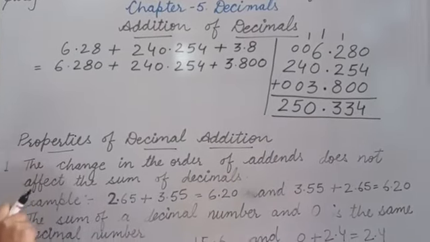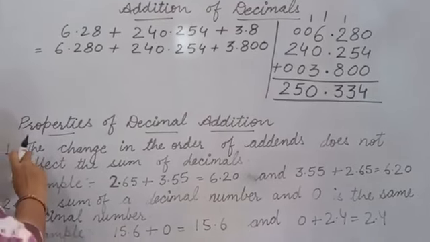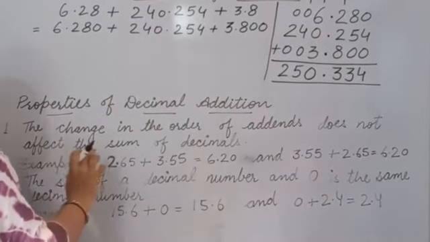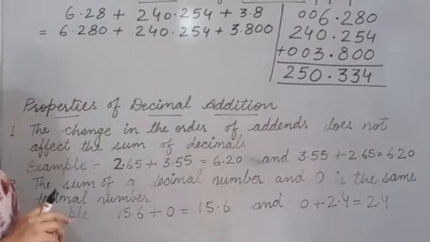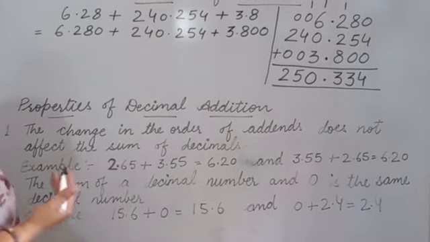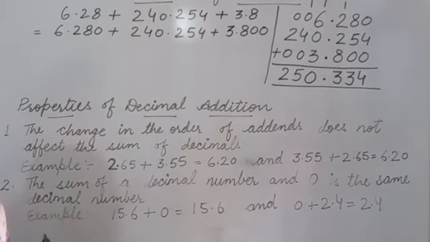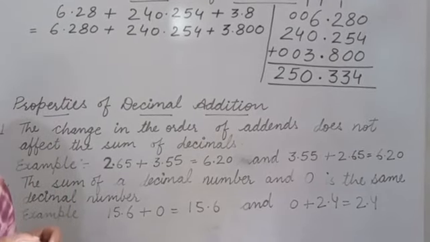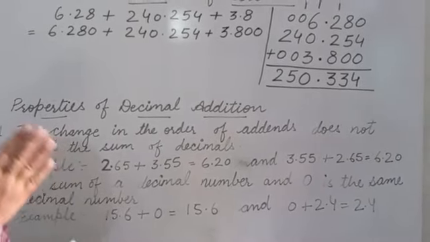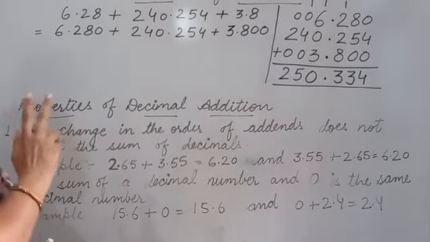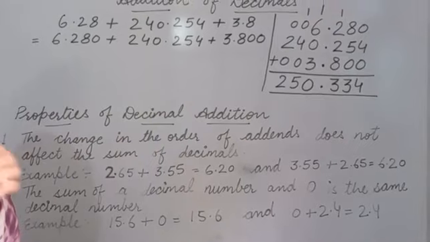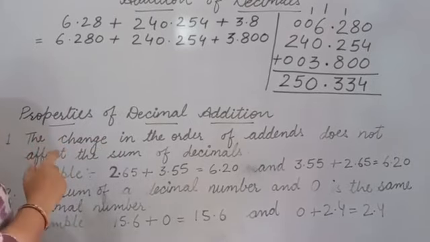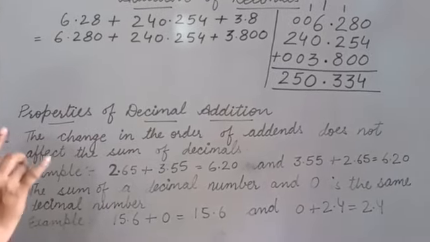Properties of decimal addition. The first property: the change in the order of addends does not affect the sum of decimals. Just like in simple addition, if we change the order of addends, the sum of the decimals will not change, same as with simple numbers. In simple numbers too, when we change the order, there is no effect on the answer. The same is true in decimals also: if we change the order, that will not affect the answer.